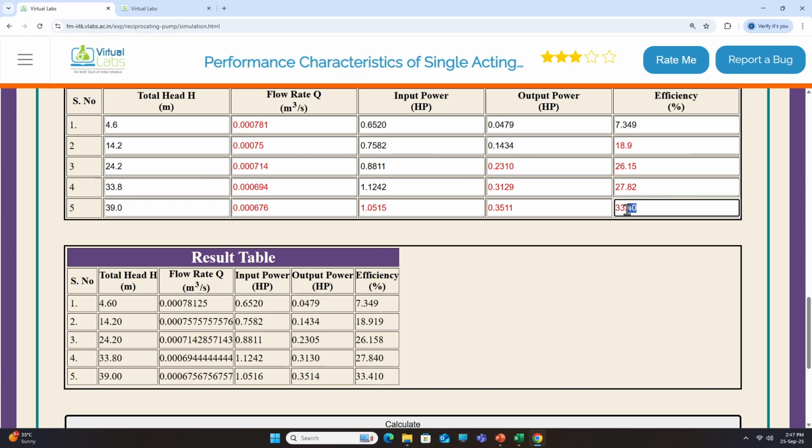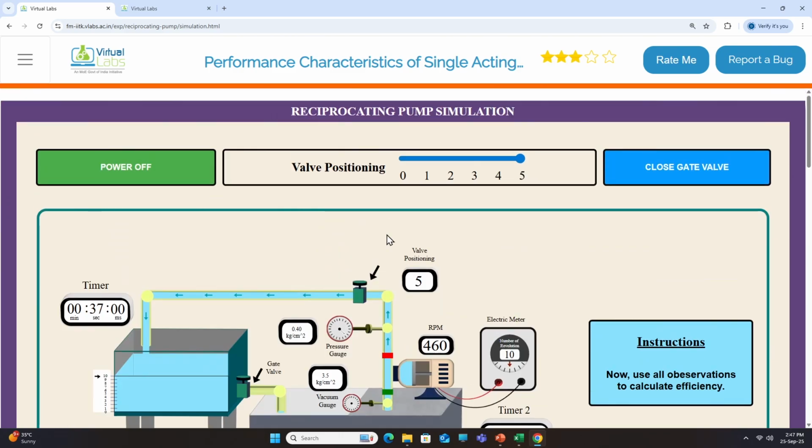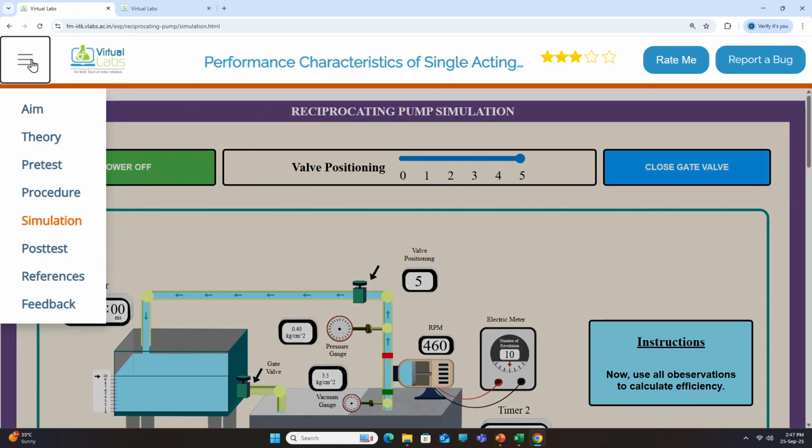The efficiency I have calculated is 33.40 for the last observation. Here it is 33.410. Only then it is showing this value. Otherwise, the values are almost all correct. It is correct to within less than 1% accuracy. So, this was the single acting experiment simulation.